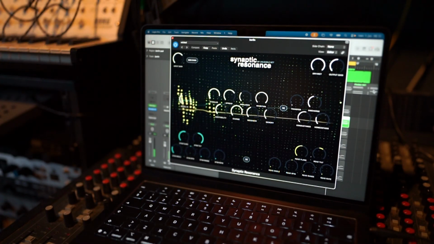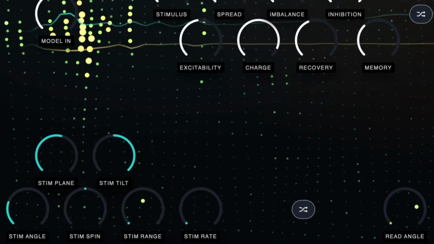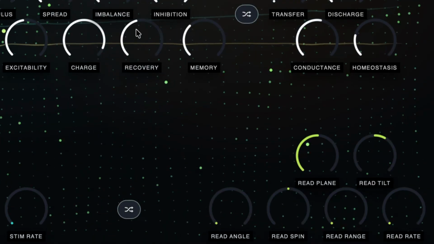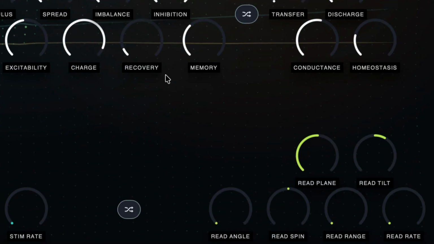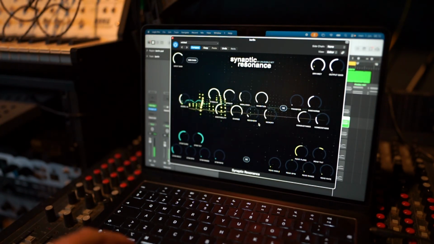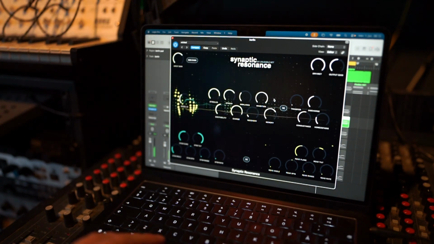The unusual part is really the two planes. There is a stimulation plane, which decides where and how energy enters the neural lattice. And there is a read plane, which decides where the plugin reads that activity back into the filter bank. Both planes have the same controls: position, angle, spin, tilt, range and rate.